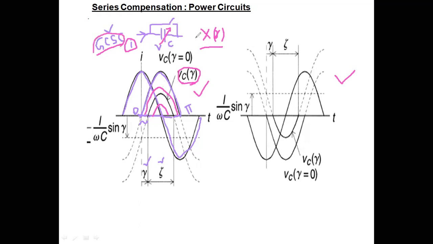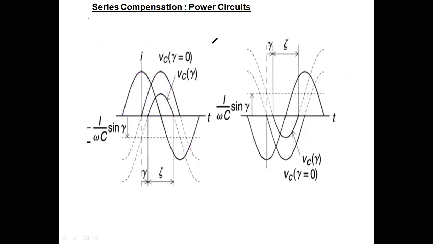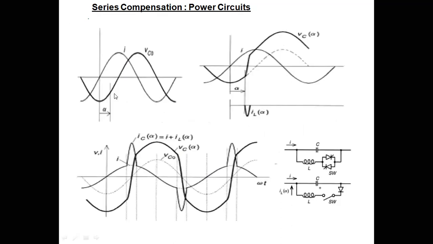Then, coming to the next type of waveform, we consider the TCSC, and we'll discuss its waveforms. As already told, in the TCSC, the thyristor controlled series capacitor, we connect a thyristor controlled reactor in parallel with the capacitance.